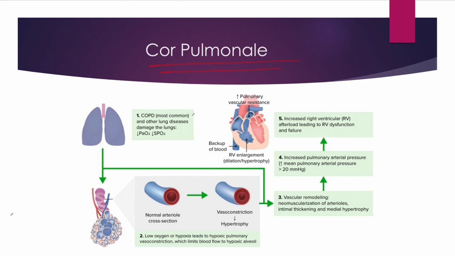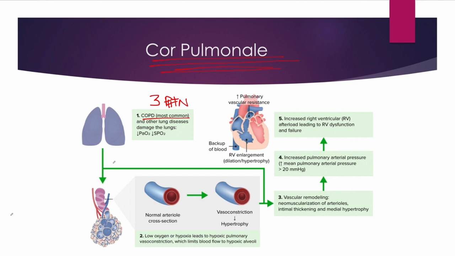And I really like this diagram. It helps us see the mechanism or the pathway of how this happens. So COPD is the most common cause of group 3 pulmonary hypertension, right? And it is the most common cause of Cor Pulmonale. So Cor Pulmonale is essentially right heart failure due to pulmonary hypertension from a pulmonary cause, okay?